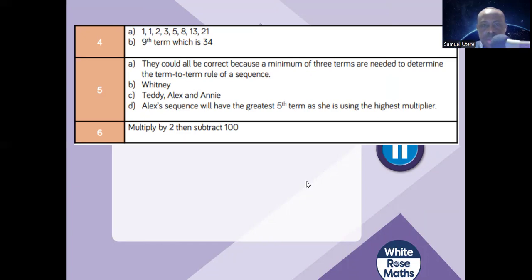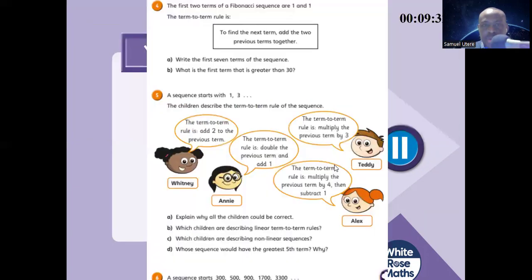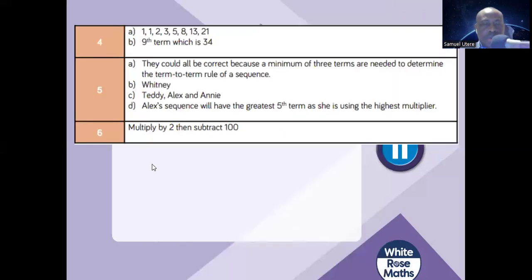You can see what they said. They said the term to term rule is double the previous term and add 1. You can see they're using 2 steps to describe. And then Teddy is saying the term to term rule is multiply the previous term by 3. And then here the term to term rule for Alex is multiply the previous term by 4, then subtract 1. Okay, and for the last one, multiply by 2 and then subtract 100.